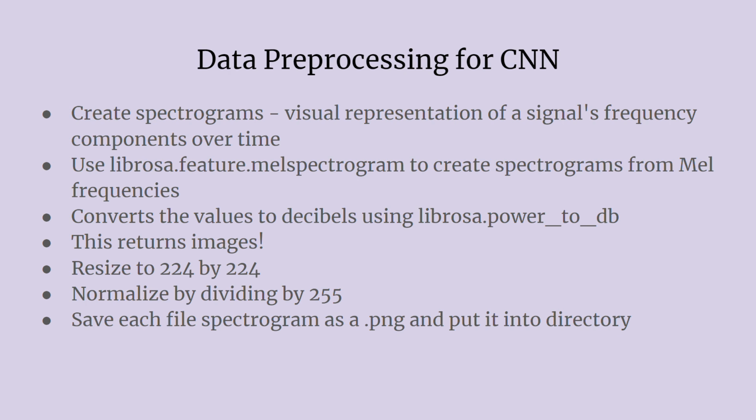I then used librosa.feature.melspectrogram to create spectrograms from those MEL frequencies, which I talked about in the previous slide, and converted those values to decibels using librosa.power_to_db. This returned image data. Each of those images were various shapes and sizes, so I converted them to be 224 by 224 pixels. I then normalized all of the images by dividing by 255. I then saved each spectrogram as a PNG file and put it into a directory to be used later.